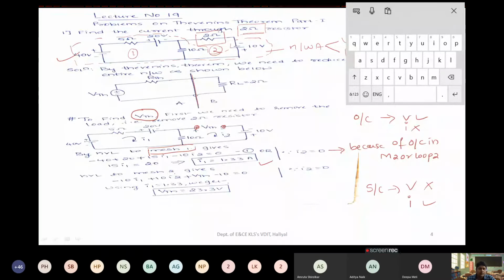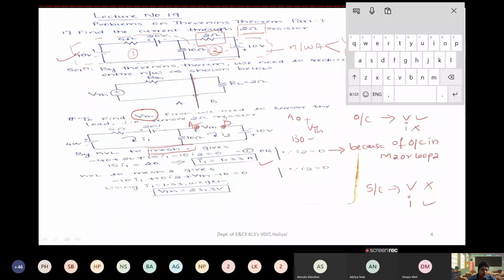Now if you want to apply KVL to mesh number 2, which elements do we have? 10. Now see here, even though it is open, it will give you a potential difference. I'm talking about these two points. If I label them as A and B, here you can expect a voltage drop of VTH, but current will not be there.